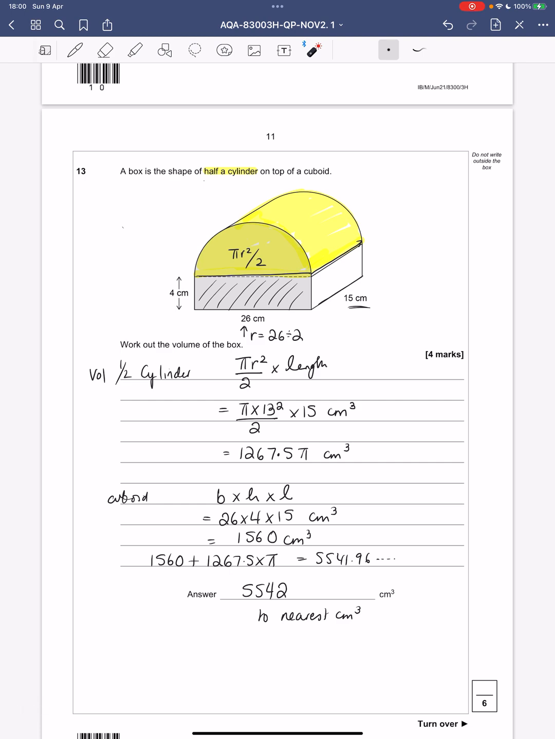A box is in the shape of half a cylinder on top of a cuboid. Work out the volume of the box. So I start with this half a cylinder. Pi r squared, well, a cylinder is a prism really, it's the area of the front times how much of it we've got, 15 centimetres in this case.